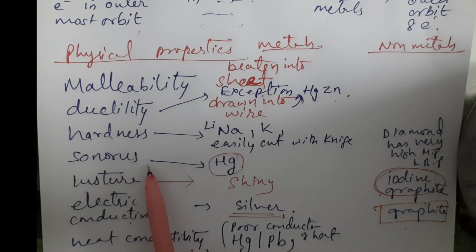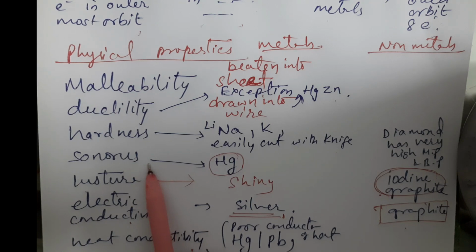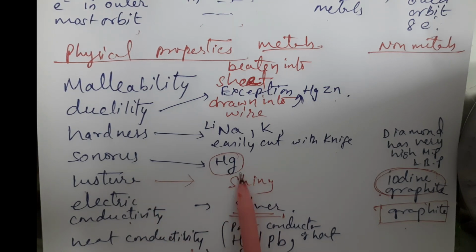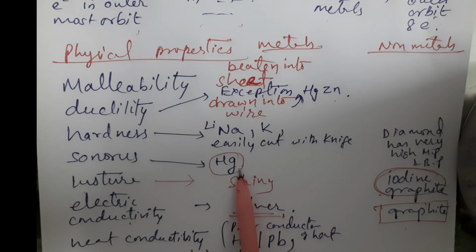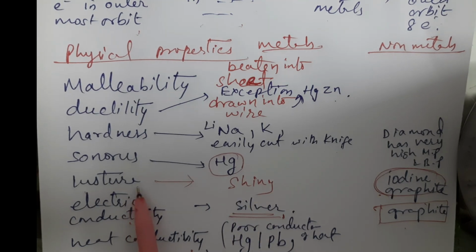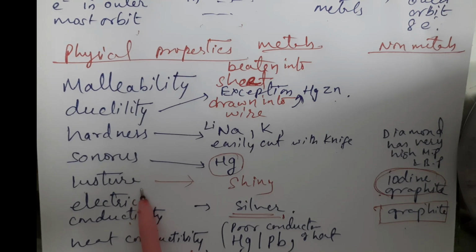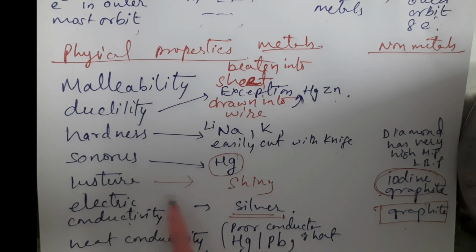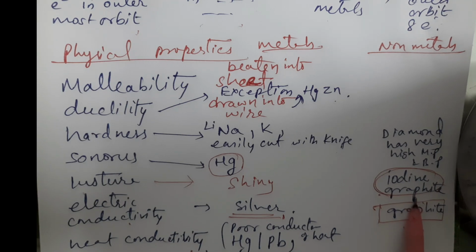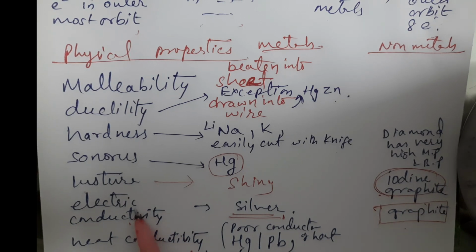Sonorous is the property of producing sound. Metals are sonorous in nature. The exceptional case is mercury, which does not produce any sound. Lustrous: metals have a shiny surface. The meaning of lustre is to have a shiny surface. Metals are shiny in nature. Generally, non-metals do not shine, but there are exceptional cases. Iodine and graphite have lustre.